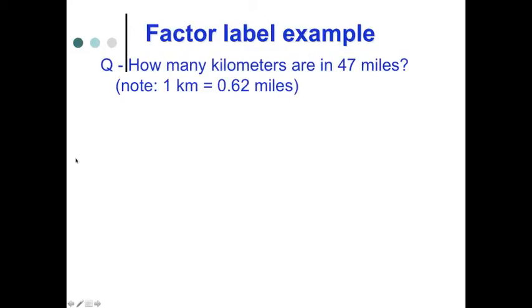So here's our first example. The question is, how many kilometers are in 47 miles? And again, we're going to start with that process. So how many kilometers are in 47 miles? I'm going to take a moment to identify my starting value, 47 miles. What I want to end up in, kilometers. And the conversion equality that they gave me: 1 kilometer is equal to 0.62 miles.